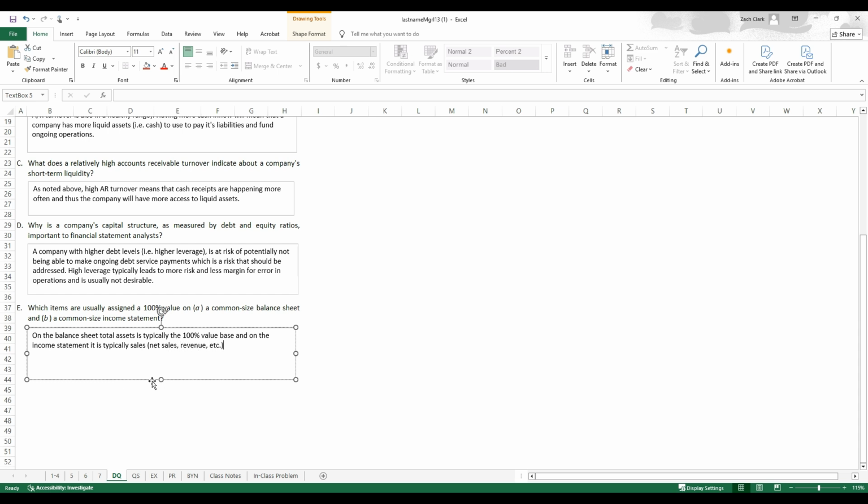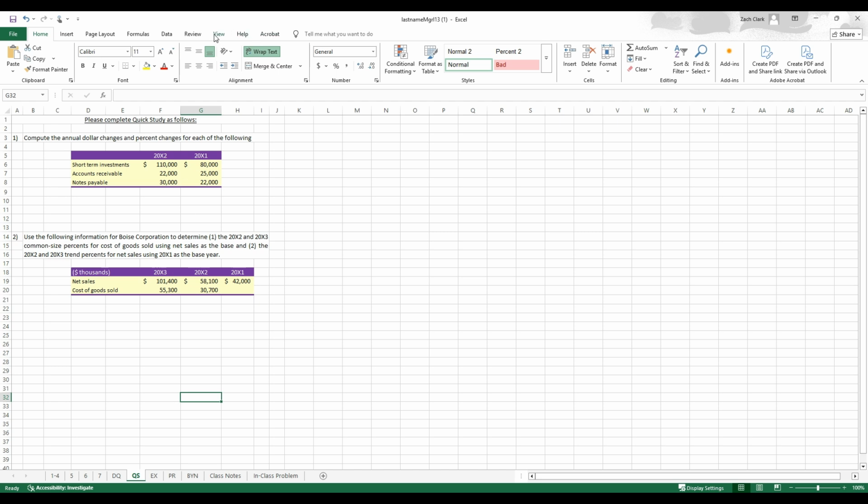So you might say, different. Potentially, it could be net sales instead of sales. But really, the idea is we're trying to see how much are all of our expenses as a percent of our revenue, basically. Okay, so that's great. Let's move on to the next section here.